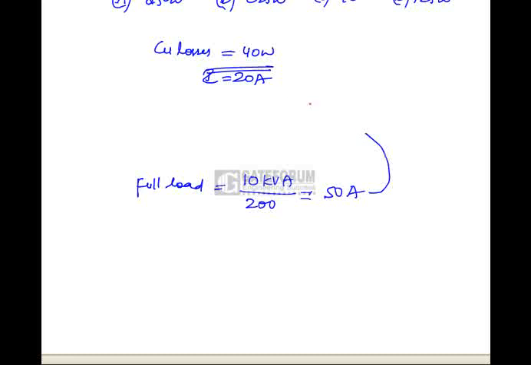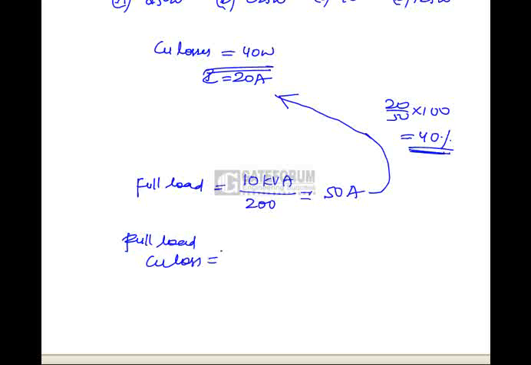But we have here only 20 amperes, that is 20 by 50 into 100, which is equal to 40%. The losses he has given under the short circuit test correspond to only 40% of the full load current. Now the full load copper losses are equal to (50 by 20) whole square into 40, which is equal to 250 watts. So option A is the correct answer.